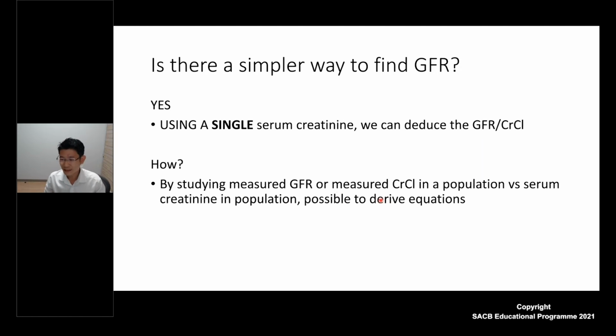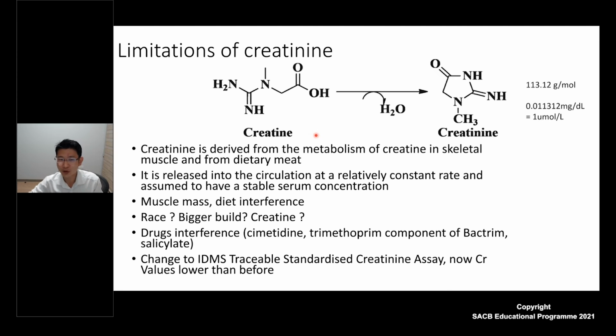By doing a study, maybe you take 1,000 patients, measure the GFR or the CrCl, and compare with the baseline serum creatinine, and then you can derive some equations. But before that, let's go through what creatinine is. Creatinine comes from creatine. In our muscles, there's creatine phosphate, which is used as an energy source to convert ADP to ATP quickly. But every day some percentage of it gets dehydrated and cyclized, becoming creatinine as a waste product.